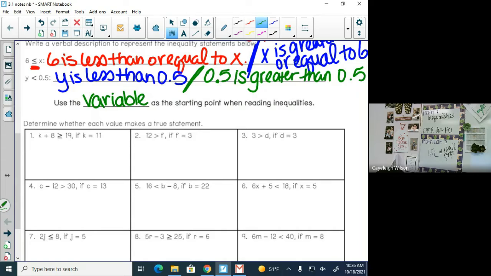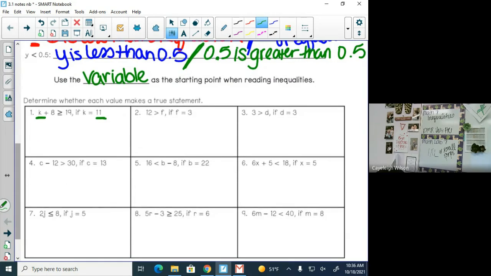Okay? So right here, I'm going to take this 11 and I'm going to plug it in for k and work it out. So 11 plus 8 is greater than or equal to 19. So what is 11 plus 8? 19. So 19 is greater than or equal to 19.